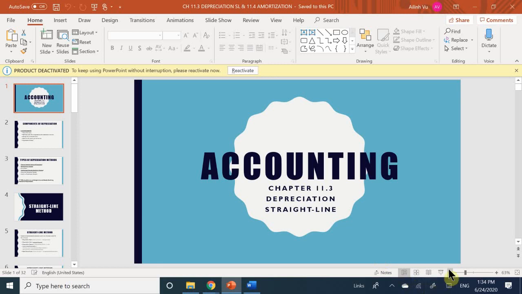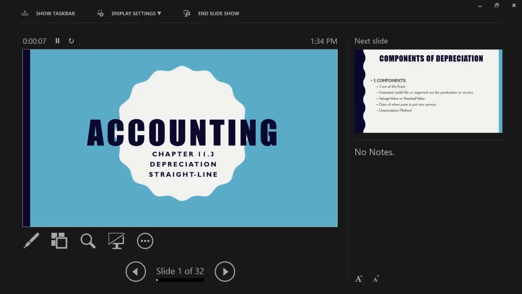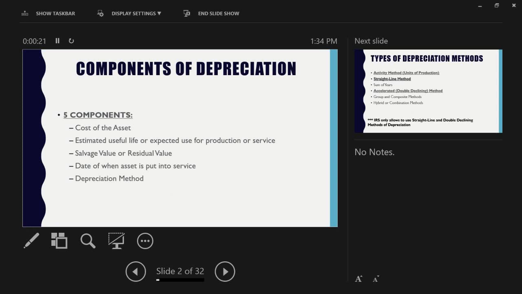Right, so today we're going to be learning the last section, units of production. And yesterday we went over double declining. Now for today we are going to be learning about straight line. Straight line is by far the easiest concept out there. It's widely used because of how easy it is, okay?